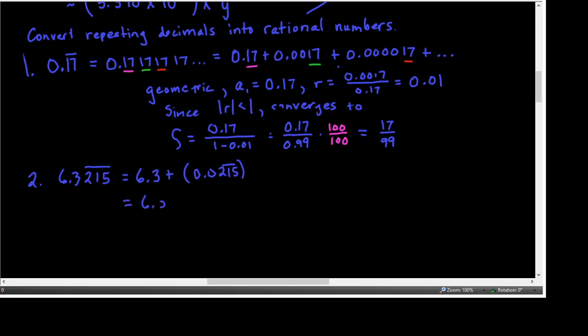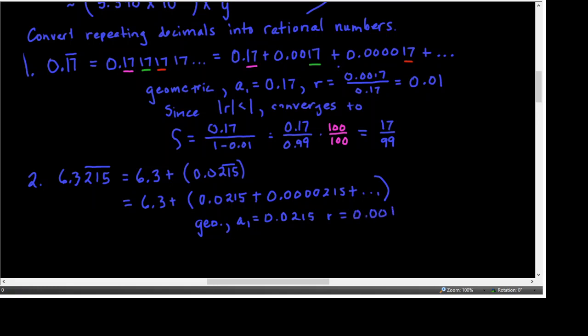So if I write that repeating part out, a few versions of it, that's going to be 0.0215 plus 0.0000215 plus ... So the part inside the parentheses is a geometric series with the first term equal to 0.0215 and r being equal to 0.001, because 0.000215 divided by 0.0215 is 0.001.